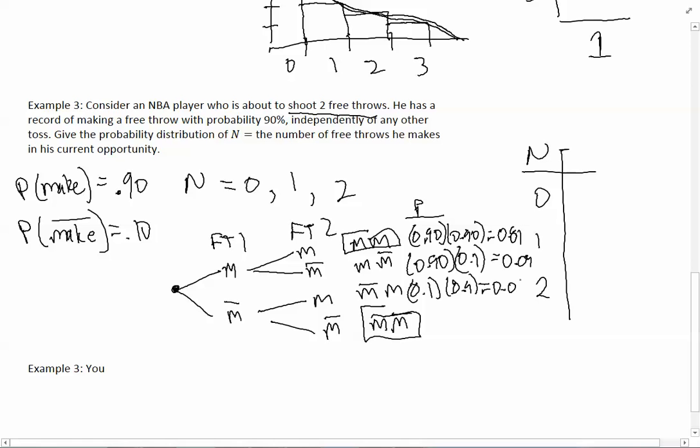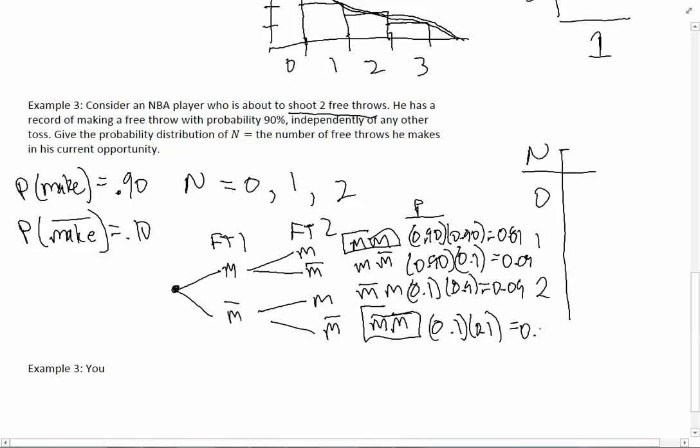And you can't just omit this one. Some people will say, well, can't I just go ahead and omit one of these since it doesn't really matter which order he makes them in? But if you do that, watch what happens. Now this is 10% times 10%, since a miss is really unlikely. There's only a 1% chance that he misses both of them.